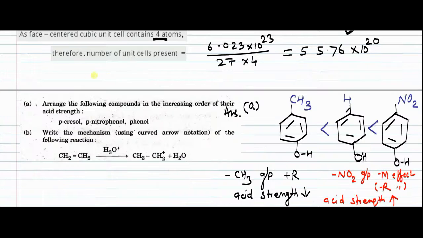Arrange the following compounds in the increasing order of their acidic strength: paracresol, paranitrophenol, phenol. CH3 group has plus R effect. It means decreases acidic strength. NO2 group has minus M effect. Result increases acidic strength. Then the increasing order of their acidic strength should be given as follows.